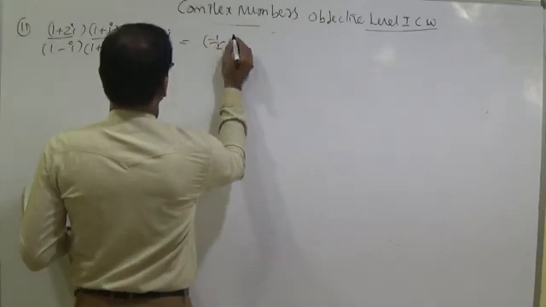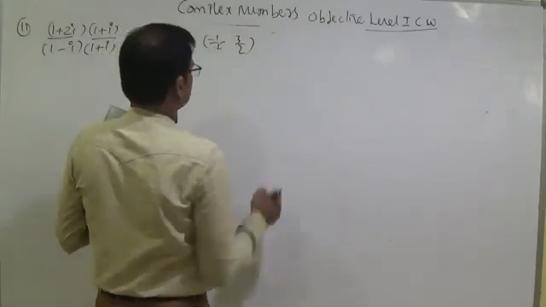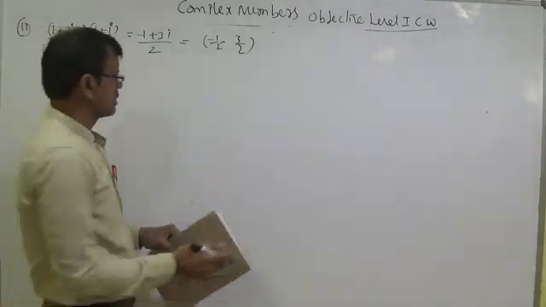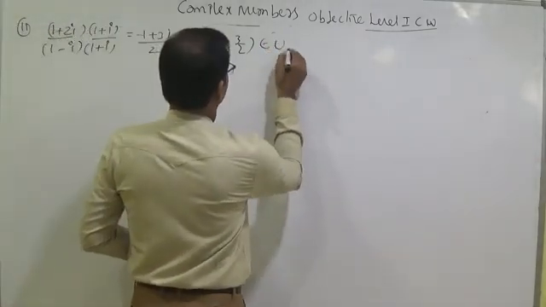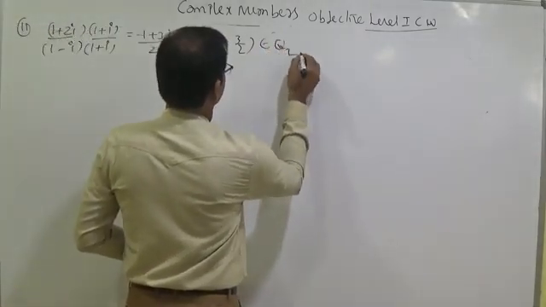What he is asking? It is in which quadrant? Understand like this. Minus 1 by 2 comma 3 by 2. So minus plus, it is belonging to Q2. Second quadrant.